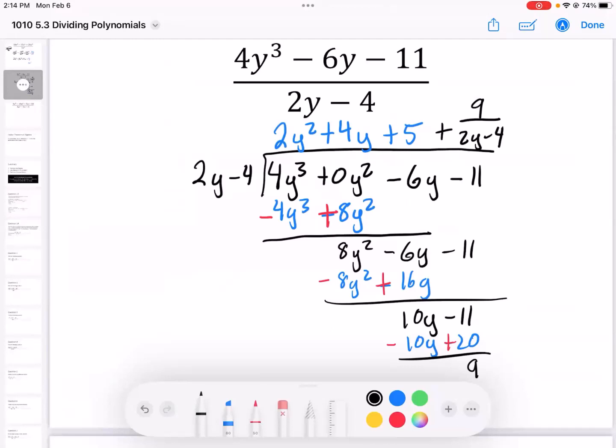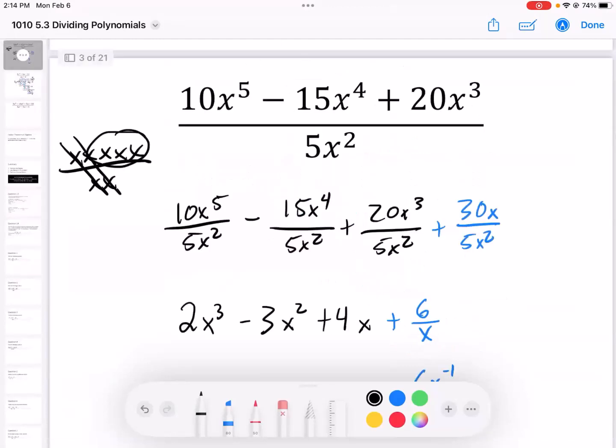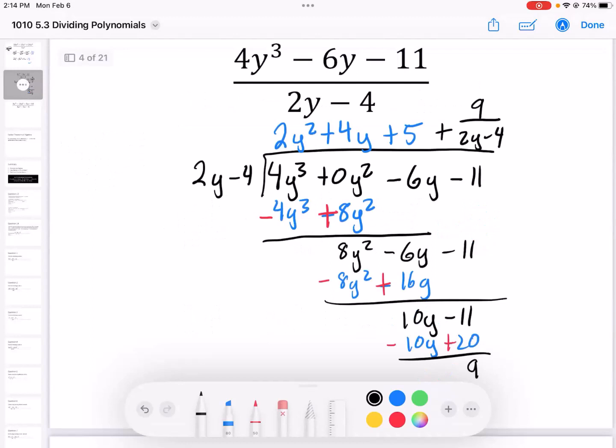You can use this method to divide problems like this if you wanted to, but I think it's easier to distribute the division, so that's why I showed you that first. But you could use long division on this as well. Essentially, if we had had that blue term, this would have been the remainder, and that's where that would have shown up. So, any questions on this process?